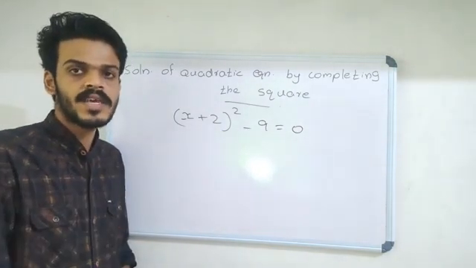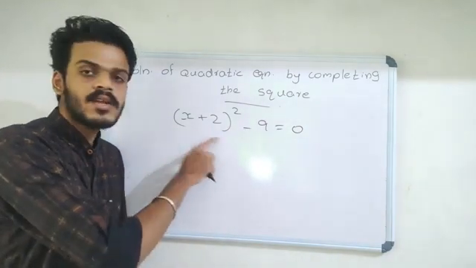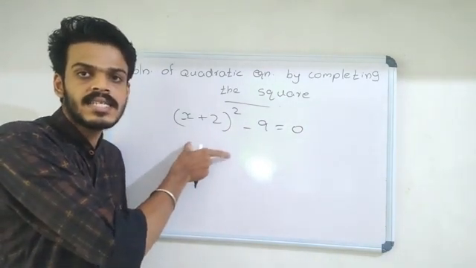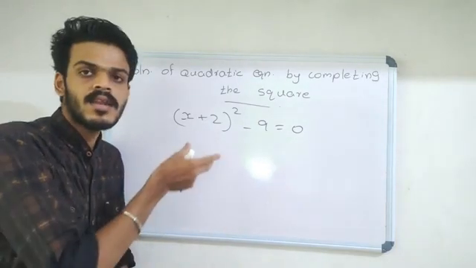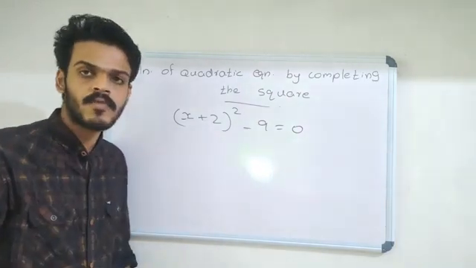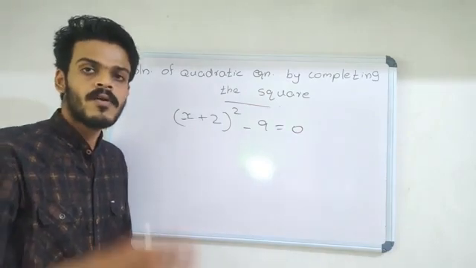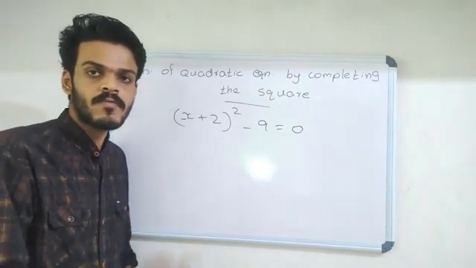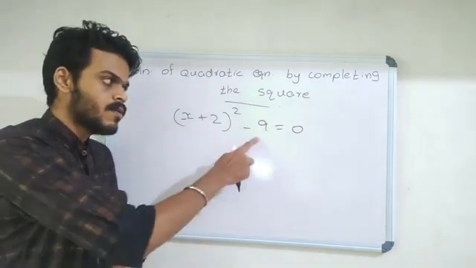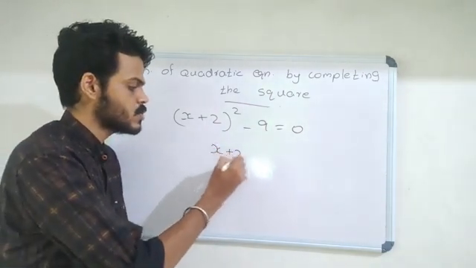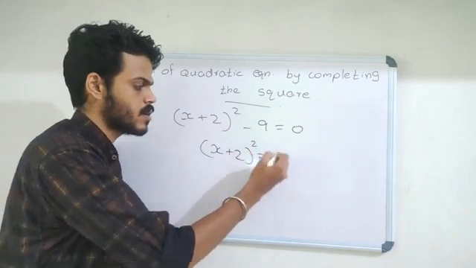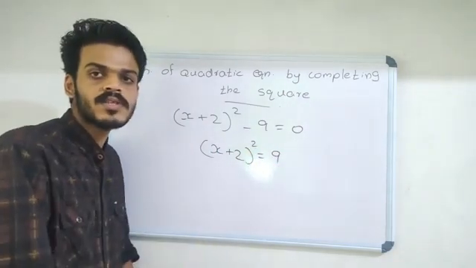You can do it in two ways. Either you can expand this identity, the a plus b whole square identity, and then make it into the standard form of a quadratic equation. Or, without changing it to standard form, we can solve this. How? We can take this minus 9 to the right side. So it will be (x plus 2) whole square is equal to 9.